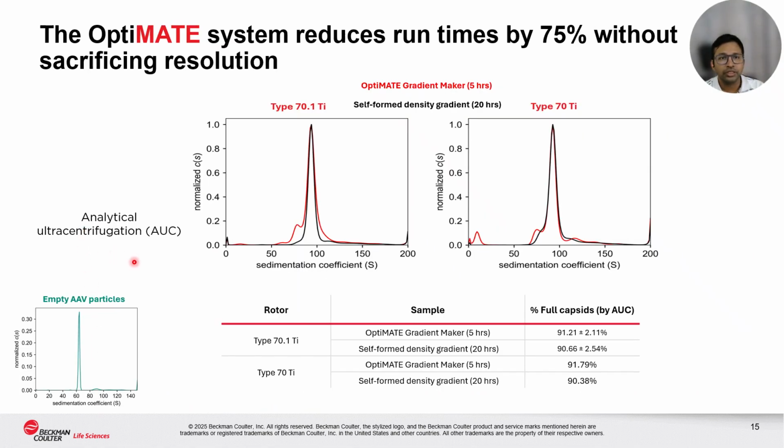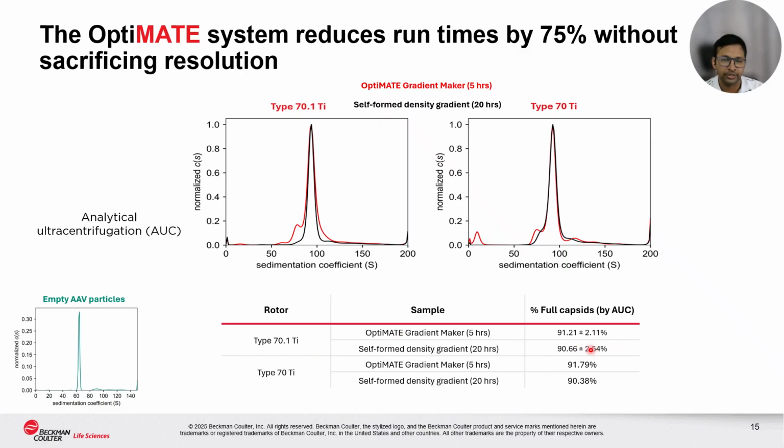These recovered full capsid bands were analyzed by analytical ultracentrifugation for purity, and it was found that there is a very good match between preformed gradients generated by the OptiMATE Gradient Maker and ultracentrifuged for just 5 hours. It matches very well with what is offered by full 20-hour ultracentrifugation by self-forming of the density gradient. In all cases, the purity is consistently around 90% across the 2 different tube sizes and 2 different rotors. In the case of the type 70 Ti, we are able to use more tubes, so we have some error bars here as well.